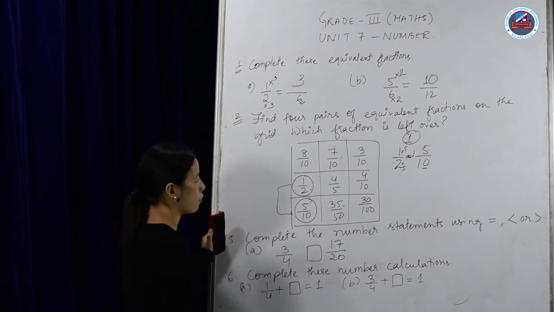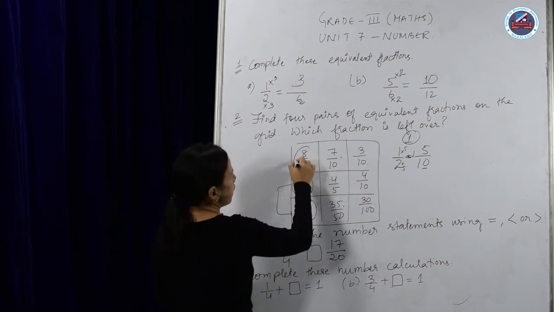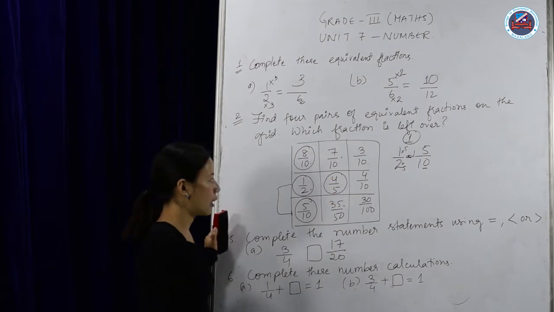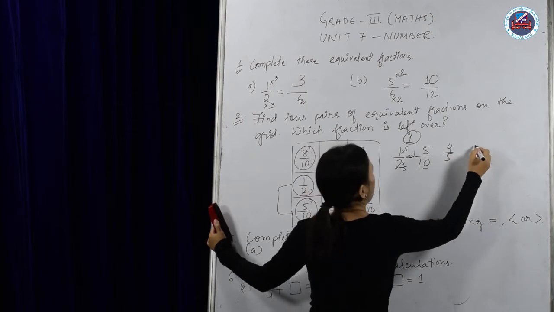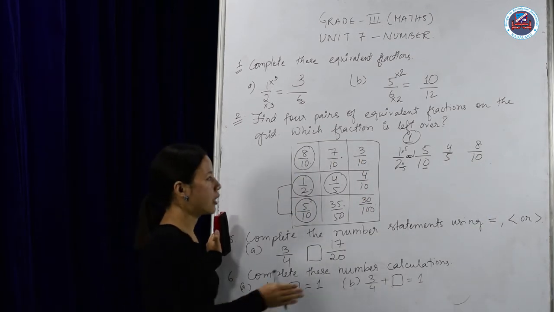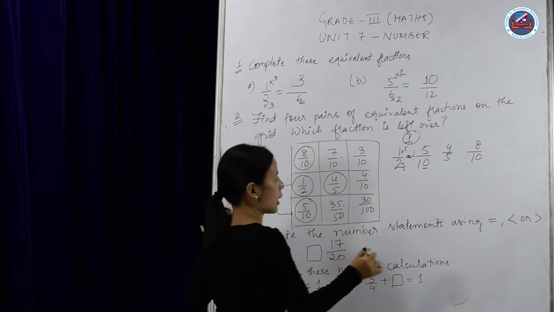Let's find out the other one. Now here I'm going to take this one, that is 8 by 10 and 4 by 5. Let's find out whether they are the same or not. That is 4 by 5 and 8 by 10, whether they are equivalent or not. Equivalent means the top and the bottom number will be different, but their value, the answer, will be the same, okay?